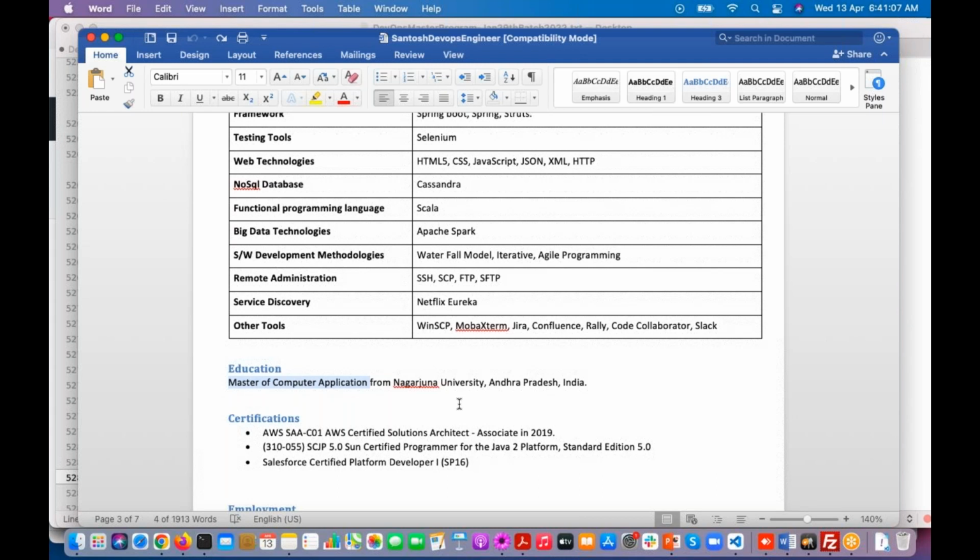MTech also. It's a postgraduation, right? You can specify it. So Dharmendra is asking, in the background they will check, right? See, once you clear the interview, you are good in technical. That's why they recruited you. So after that, you can give the justification.